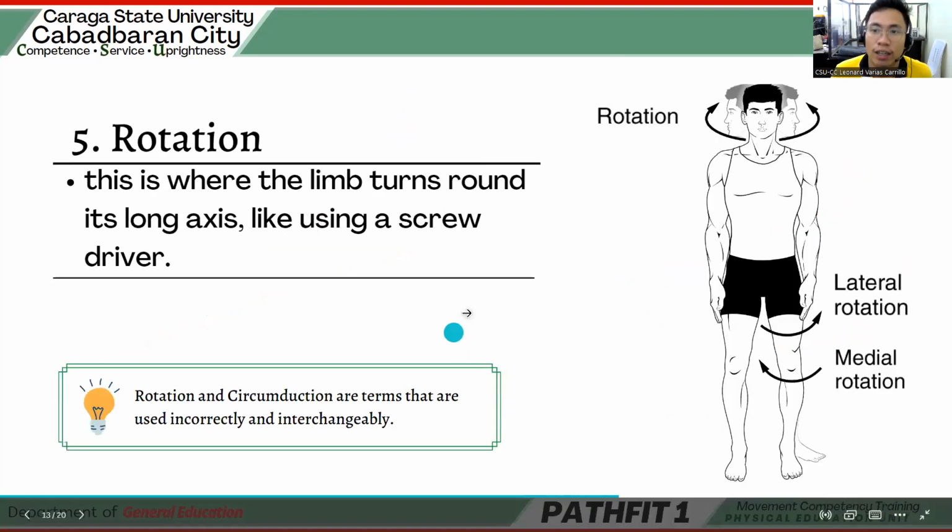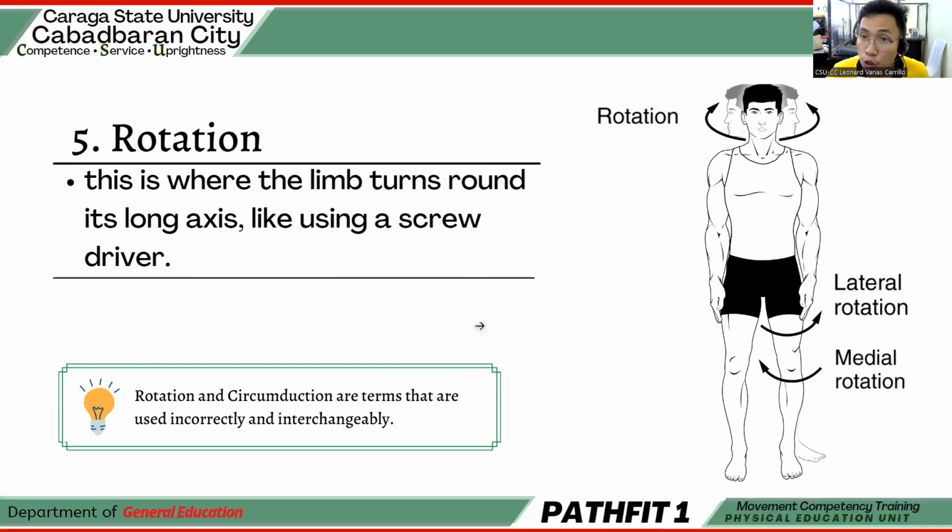Next is rotation. There is a lot of confusion as to what rotation is. What we usually think of as rotation is actually not rotation. When we say rotation, this is where the limb turns around its long axis, like using a screwdriver. Turning it like that is actually rotation.